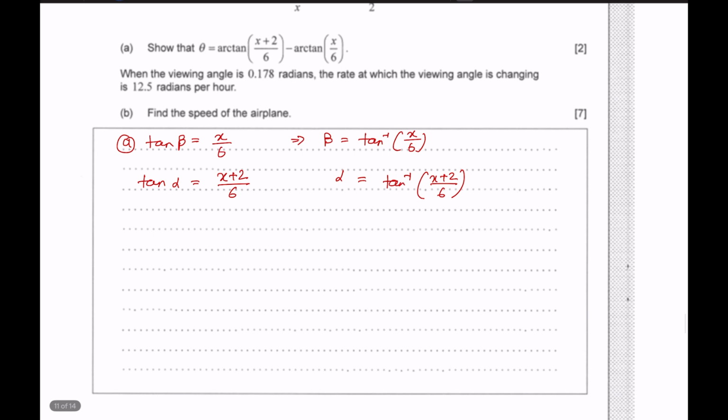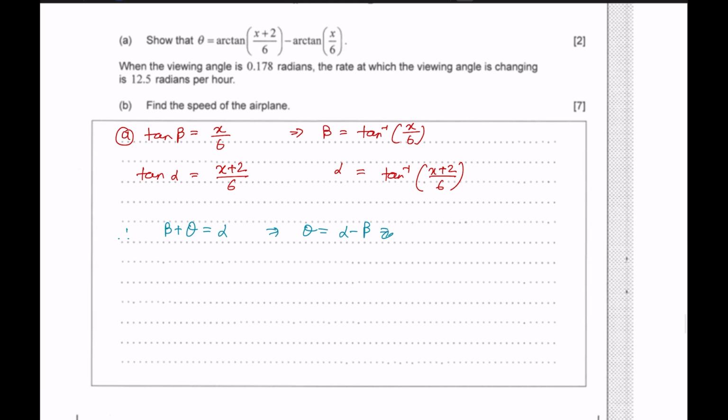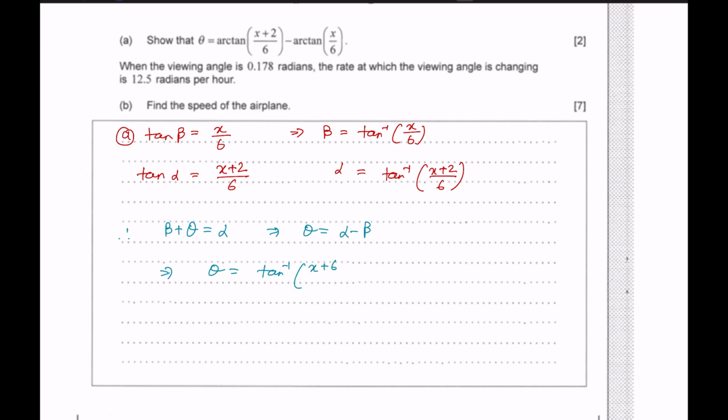Now, as I said, beta plus theta would be alpha. So theta would be alpha minus beta. Alpha is tan inverse of (x plus 2) by 6, minus beta, which is tan inverse x over 6. Tan inverse and arctan are the same thing, so we have successfully proven part A.